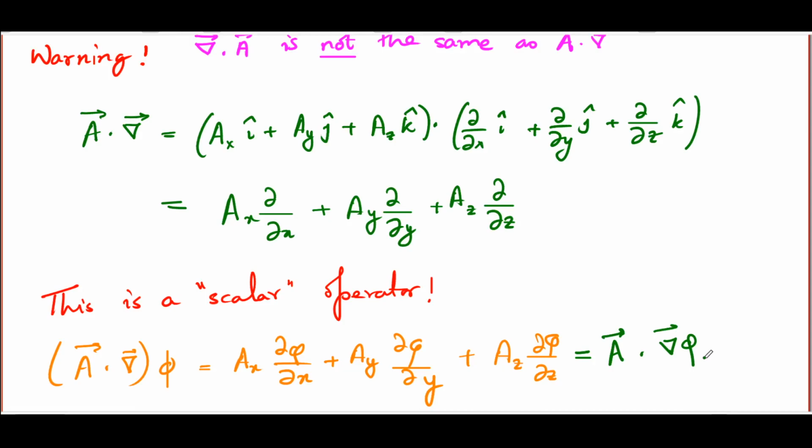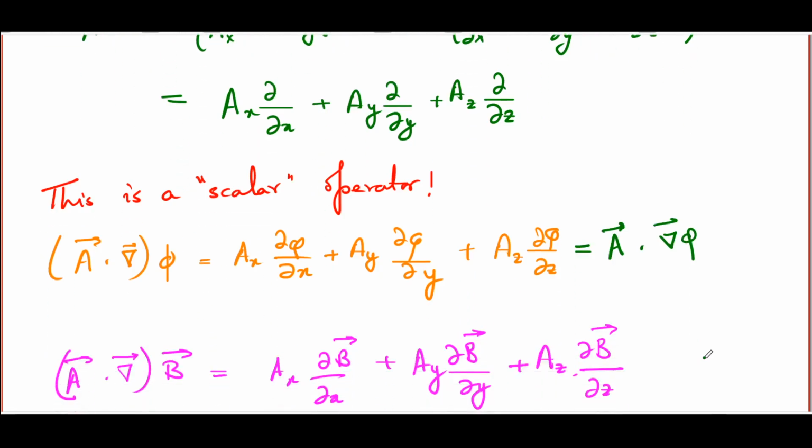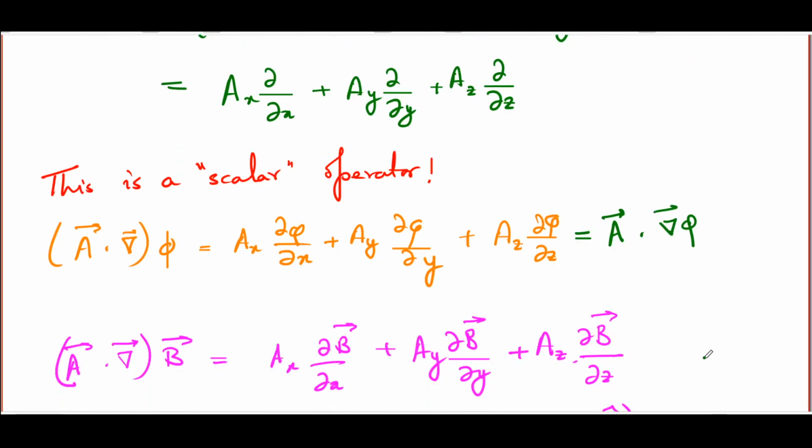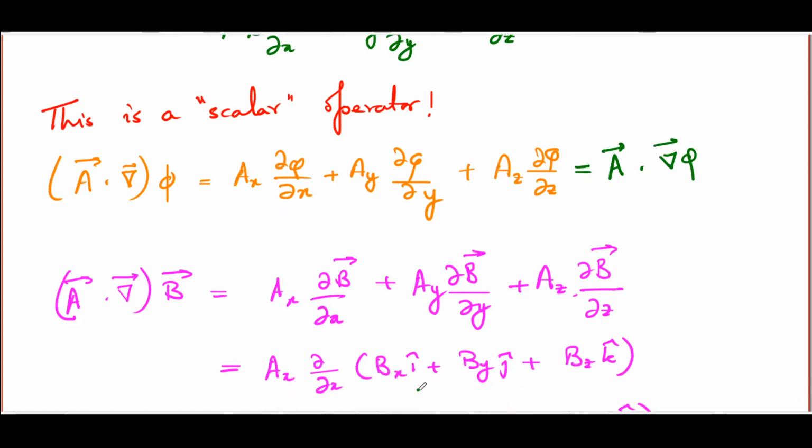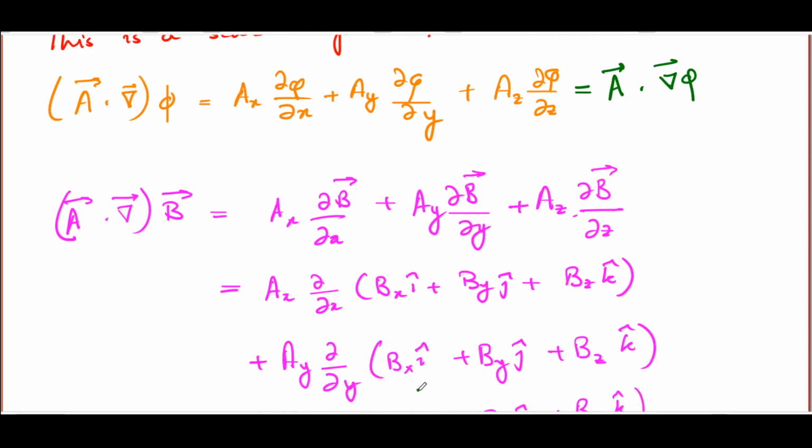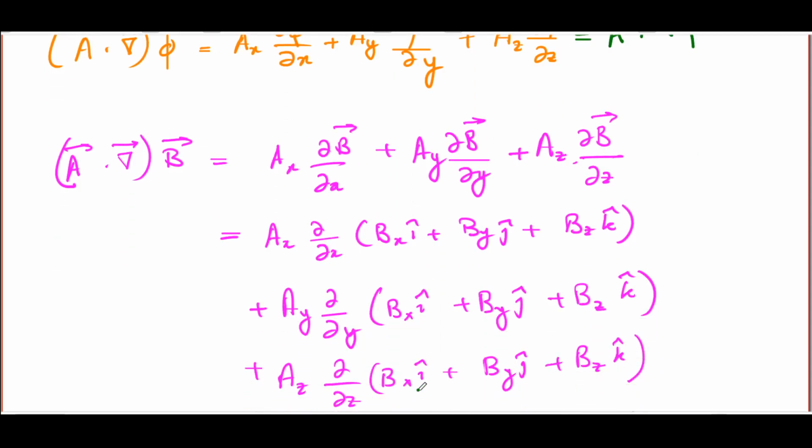What about a vector field? When A dot del acts on B, the vector field, it actually acts on this thing. Ax ∂/∂x acts on B vector. You add to that Ay ∂/∂y acting on the B vector and Az ∂/∂z acting on the B vector. And if you write B vector out in full, you get three such terms. These are simply Ax ∂/∂x, Ay ∂/∂y and Az ∂/∂z acting respectively on Bx i plus By j plus Bz k and added together.